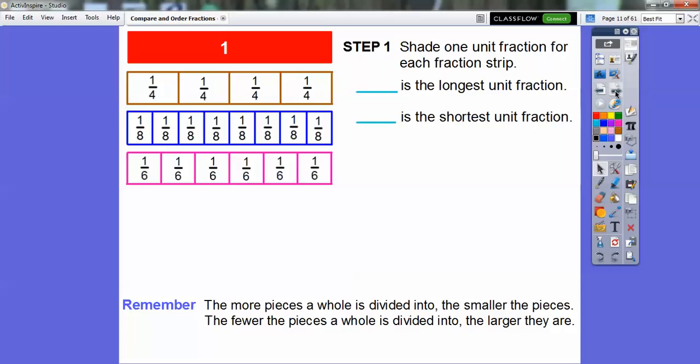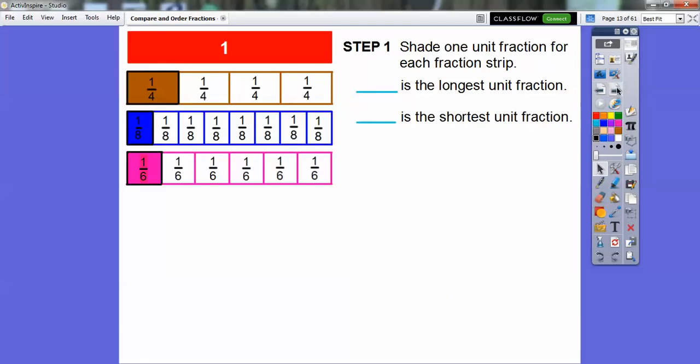So let's go ahead and shade one unit fraction for each fraction strip. Okay, so there we go. We shaded the 1/4, the 1/8, and the 1/6. And which one is the longest? Okay, well, definitely this fourth goes out further than each one of them, you guys. So it goes out further than even the sixth. And the eighth is the shortest right here. So we'll go ahead and put the 1/4 and the 1/8 right there. So the 1/8 is the shortest and the 1/4 is the longest.